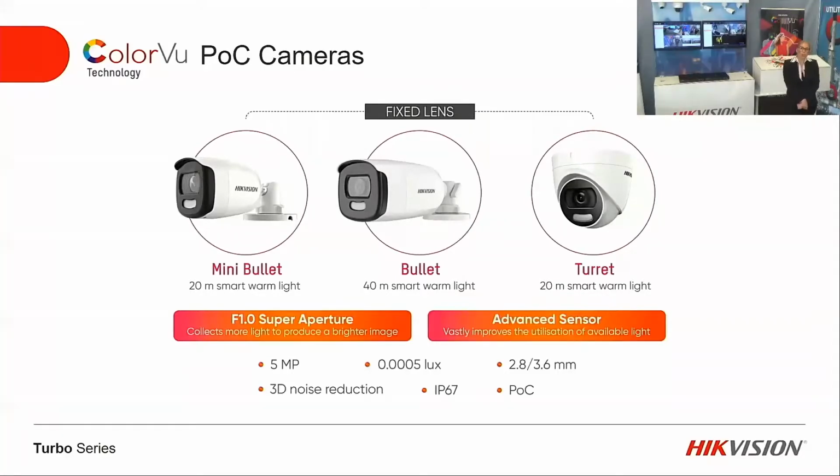They go down to 0.0005 lux before they actually switch with the light coming on. So that is one of the lowest lux levels we've got in our whole range. And what that means is the white light isn't actually going to come on until the level of light gets to that 0.0005 lux. So there's a high chance in some scenarios that the white light won't even come on and it'll still give you that color image, which we're going to see more of at the end. Now these come in a 2.8 and a 3.6mm version. They have 3D noise reduction, IP67 and are all power over coax.